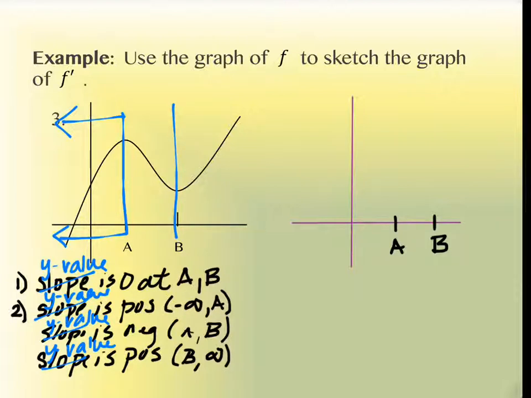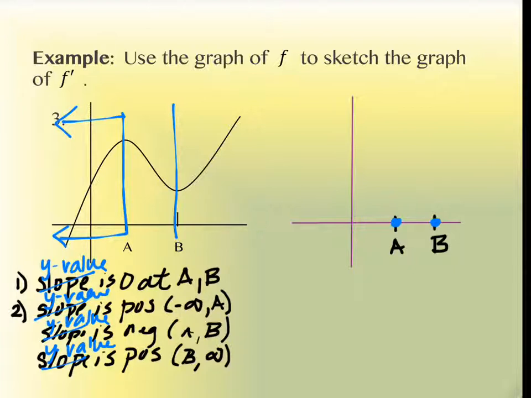The first statement now says the y value is 0. What in the world does it look like when you have a y value of 0? It's on the x-axis. It's an x-intercept. We're crossing that graph, right? So over here on my graph, I'm going to put a point on the x-axis at A and at B, because that's what it told me to do. Originally, I had a slope that was 0. Now I have a y value that's 0.